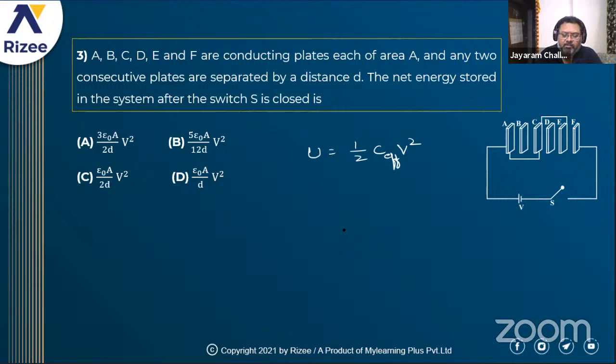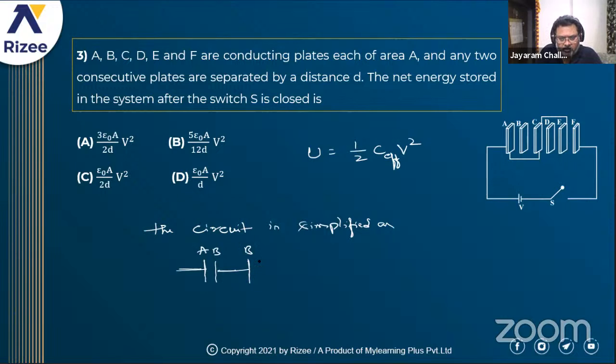So that means we need to find out the C effective. If you want to find out the C effective, the circuit is simplified, so like this. So A is given. First I'll go for the plate A here, and opposite to the plate A there is a B. So B is opposite to the A as well as the C. Now I'll connect the B also here, and this is your C.